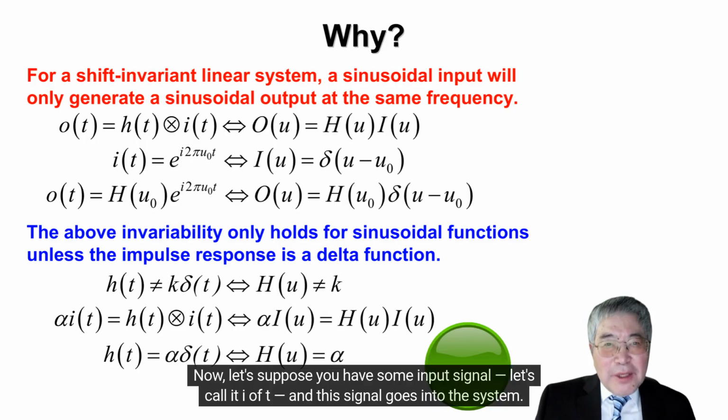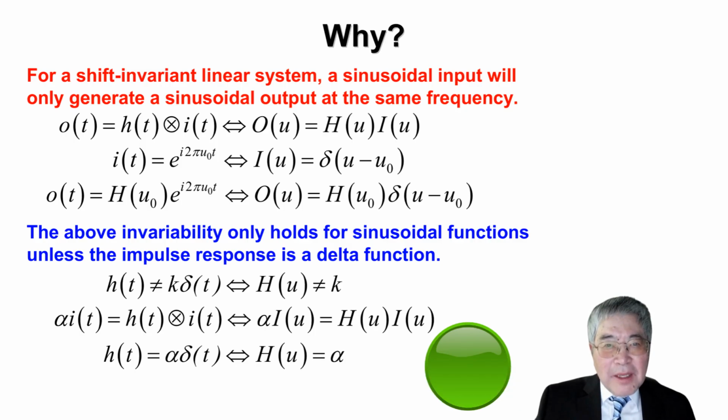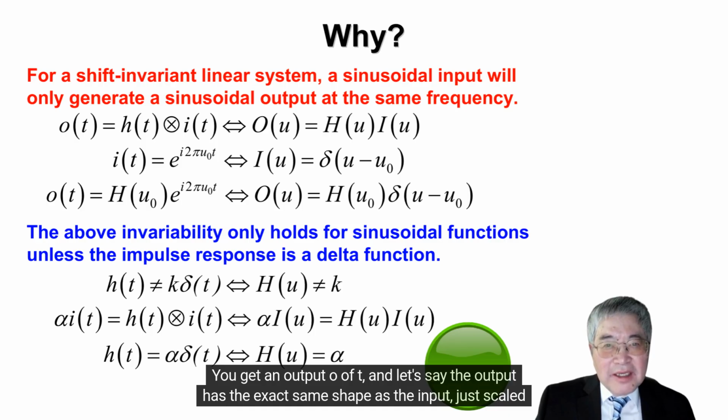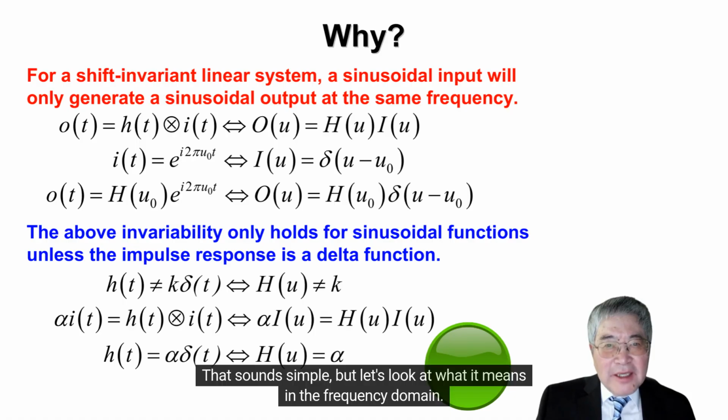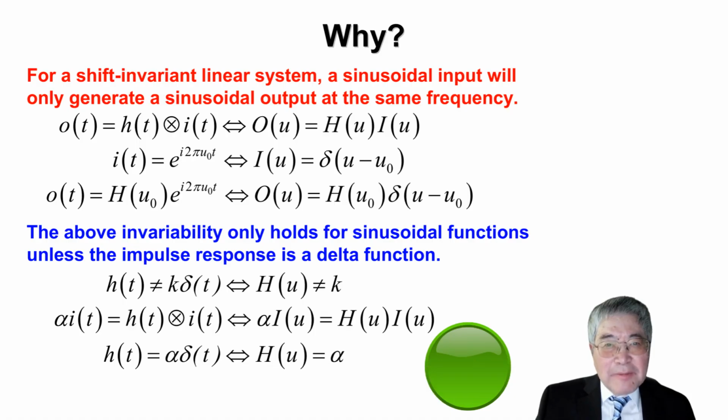Now let's suppose you have some input signal, let's call it I of t, and this signal goes into the system. You get an output O of t, and let's say the output has the exact same shape as the input, just scaled by some number alpha. That is, O of t equals alpha times I of t. That sounds simple, but let's look at what it means in the frequency domain.